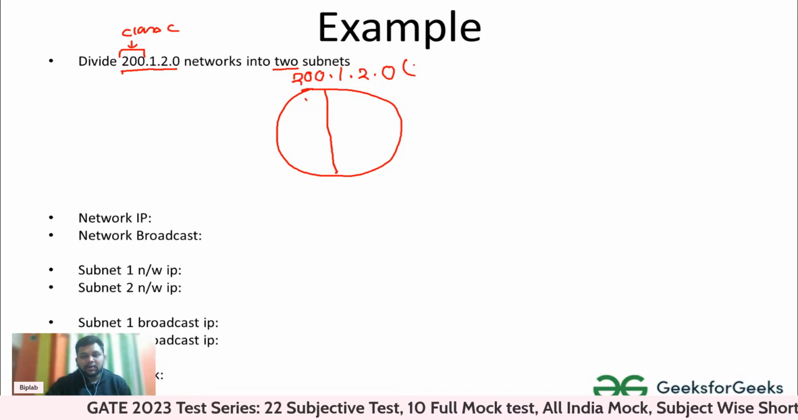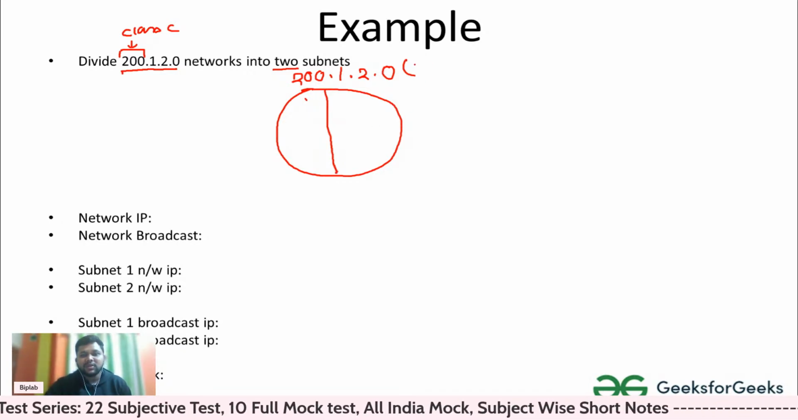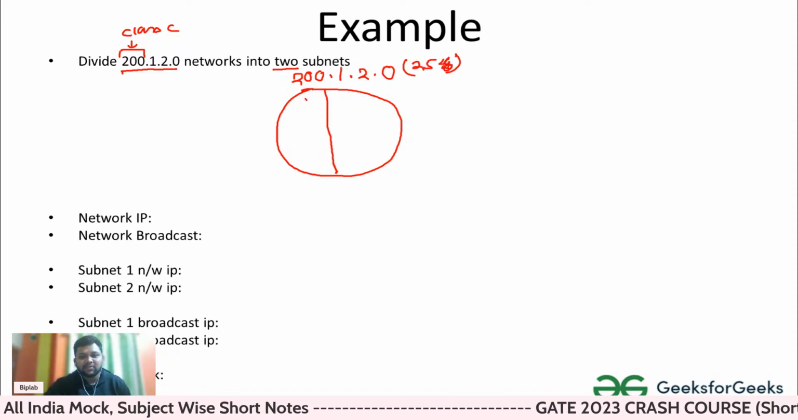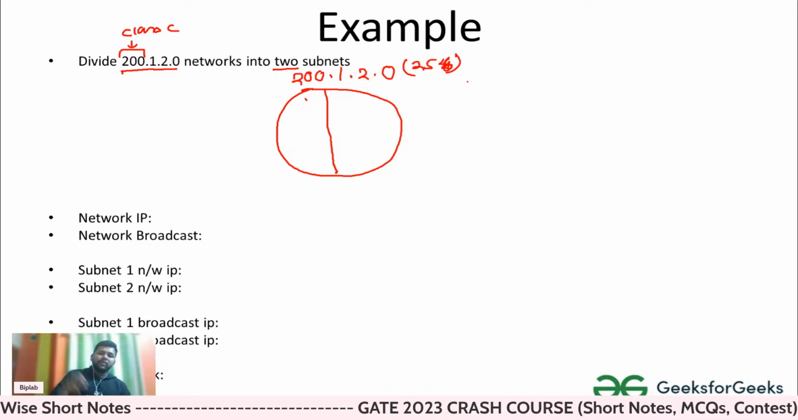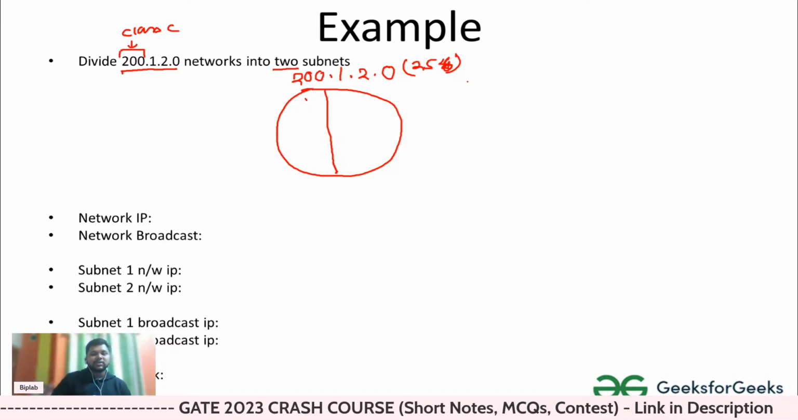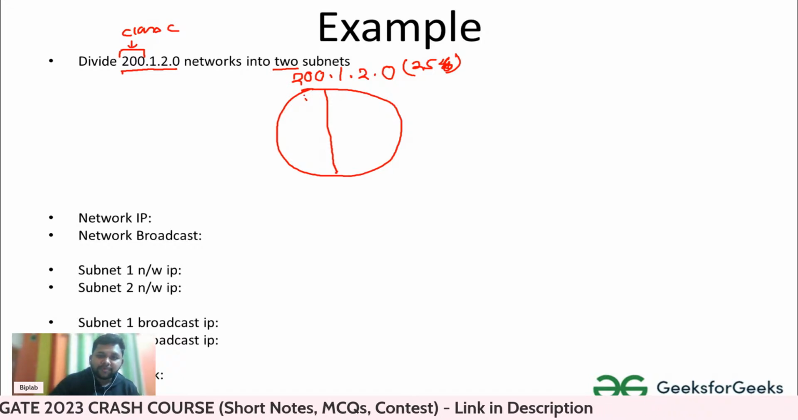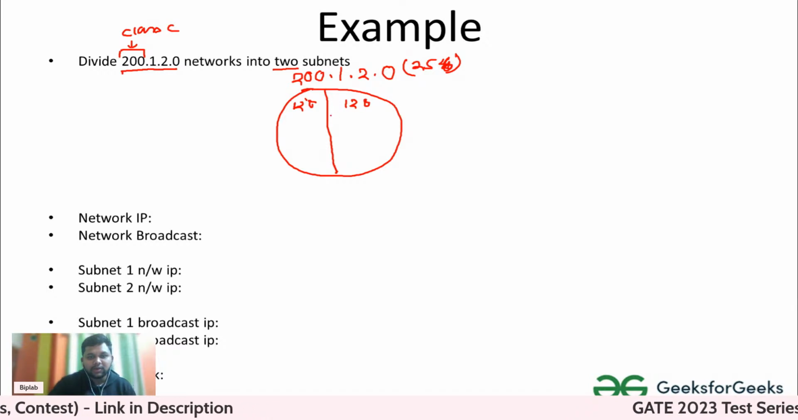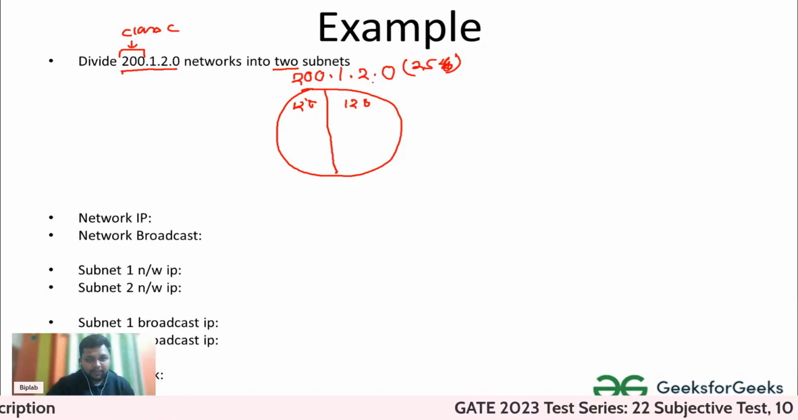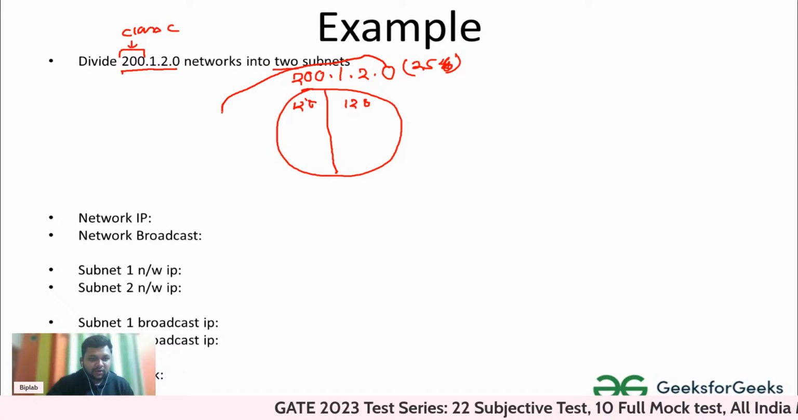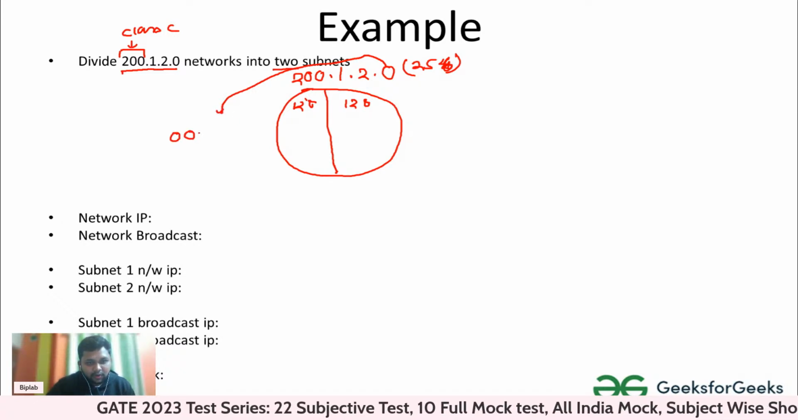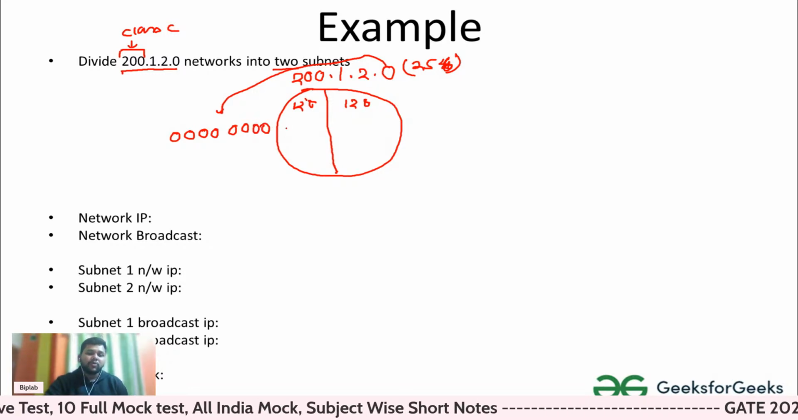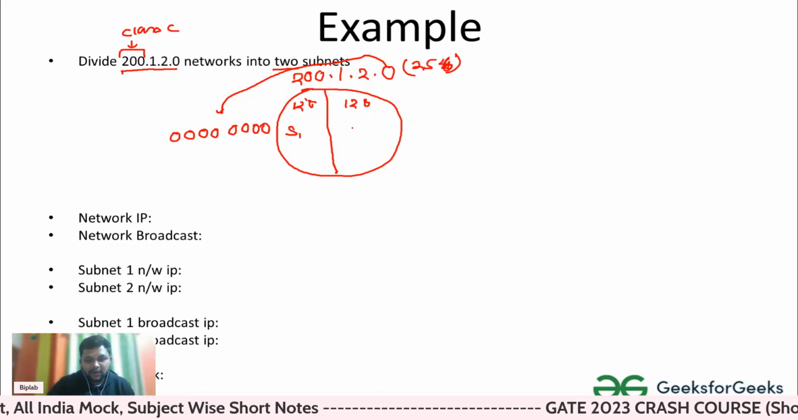Now here, this network can have, let's say, 256 IP addresses. We are talking about IP addresses; we will go to usable hosts later. So there are a total of 256 IP addresses, and we want to divide it into 128 here and 128 here. So let's write down the last octet. The same trick we will use for dividing it into subnets.